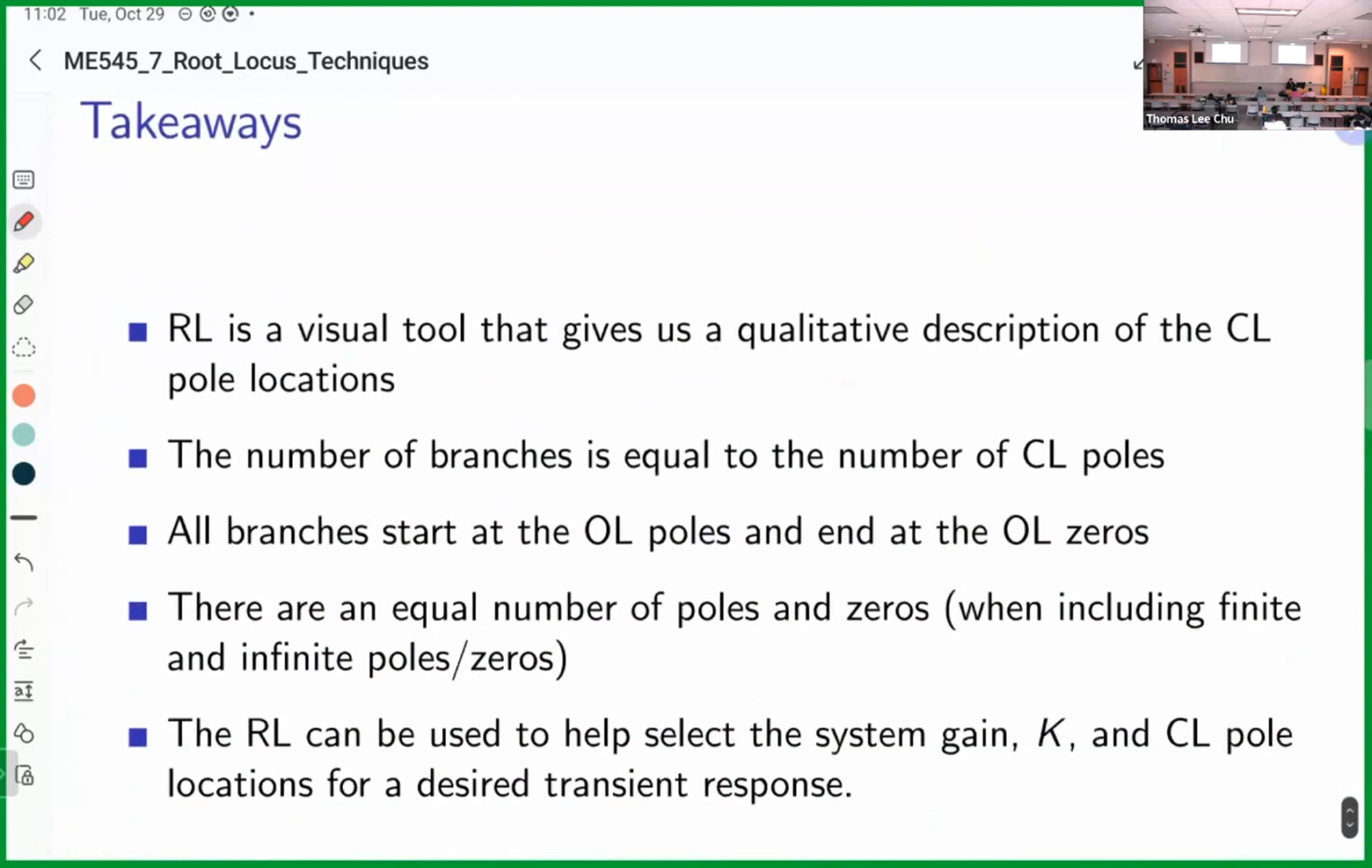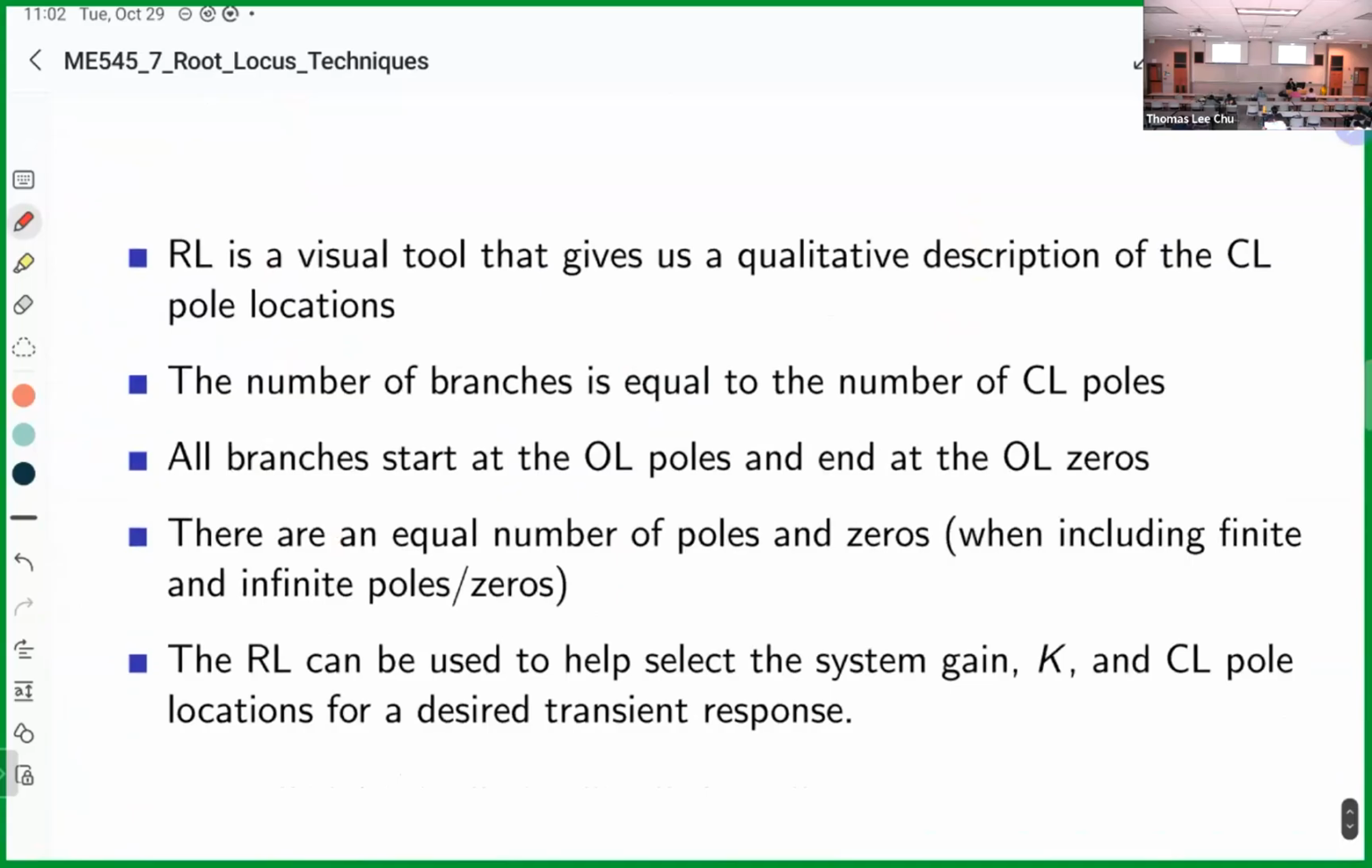Just some takeaways. Root locus is a visual tool that gives us a qualitative description of the closed loop pole locations. The number of branches is equal to the number of closed loop poles, and all branches start at the open loop poles and end at the open loop zeros. There are an equal number of poles and zeros when including finite and infinite poles and zeros. And the root locus can be used to help select the system gain, K, and closed loop pole locations for desired transient response.